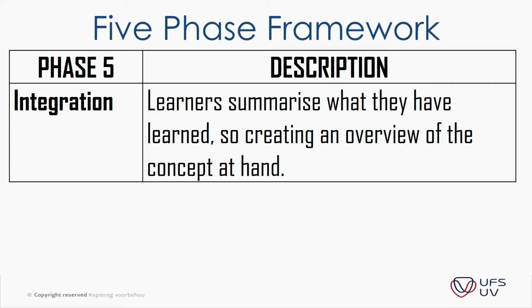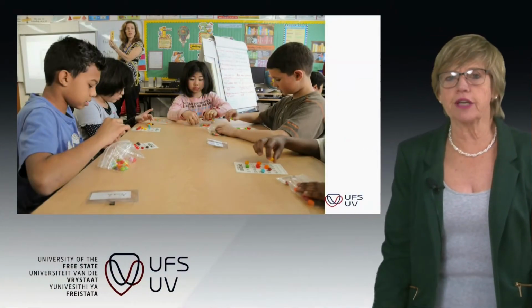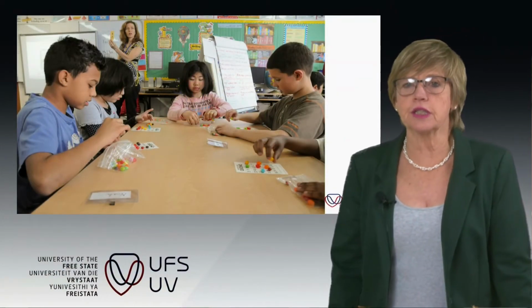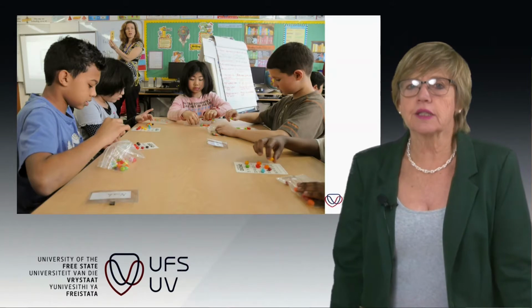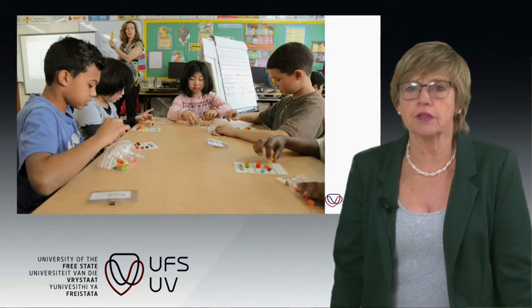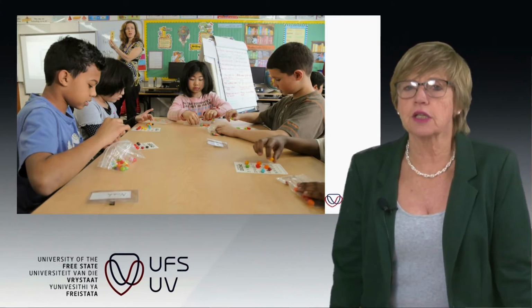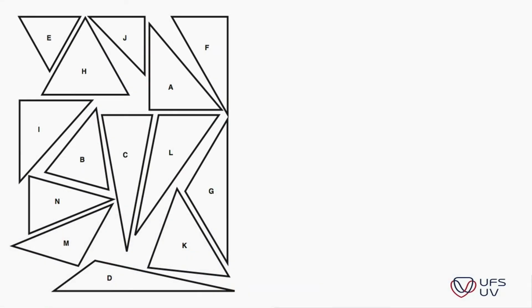Learners summarize what they have learned, so creating an overview of the concept at hand. Teachers can identify the developmental level of each of the learners in the classroom by allowing the learners to do a simple activity. This activity serves as a tool to determine each learner's geometric level and thus inform instruction in the classroom. Create a worksheet consisting of triangles of varying size and classification and allow your learners to complete the task as follows. Classification of triangles.